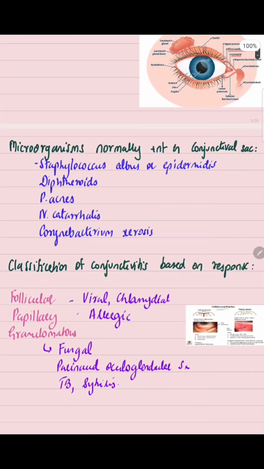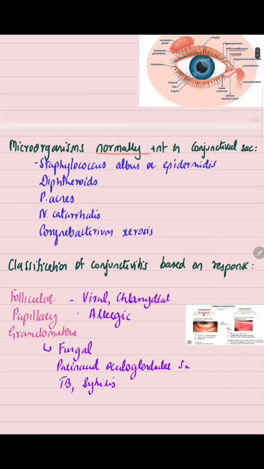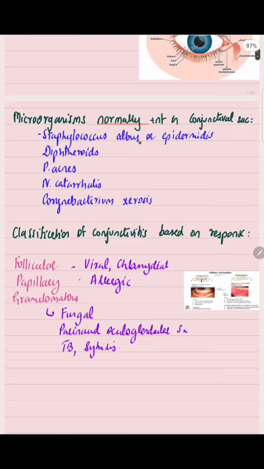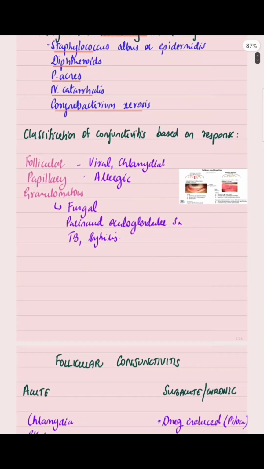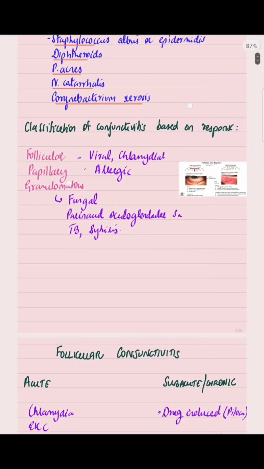Next, the microorganisms which are normally present in the conjunctival sac are Staphylococcus albus or epidermidis, then diphtheroids, Propionibacterium acnes, Neisseria catarrhalis, and Corynebacterium xerosis. These are the organisms normally present in the conjunctival sac. Sometimes Streptococci, E. coli, and Proteus are rarely found.